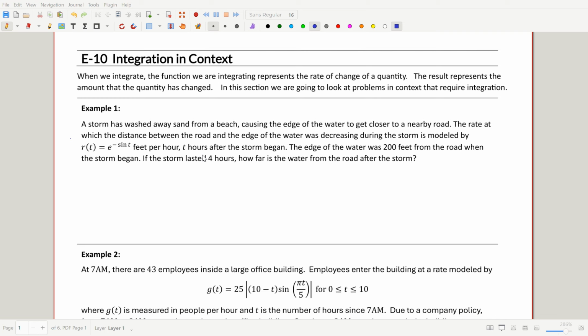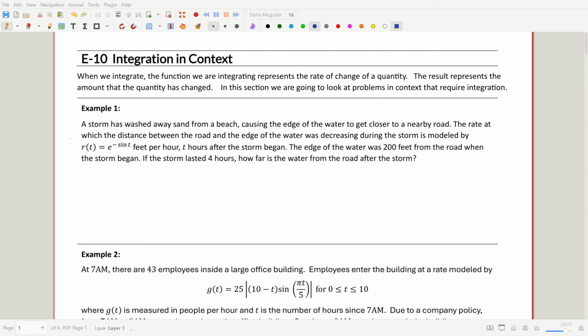So we talked a lot about differentiation in context. We should know how to put our sentences together to describe what a derivative means. Today we're going to figure out what an integral means, and we're going to do most of it calculator active. So that makes life better.